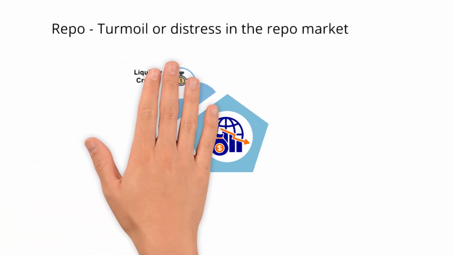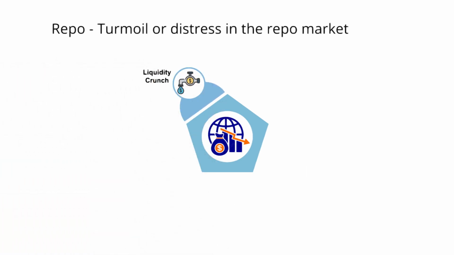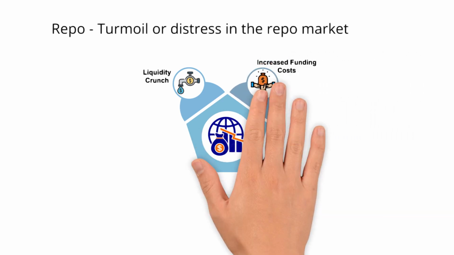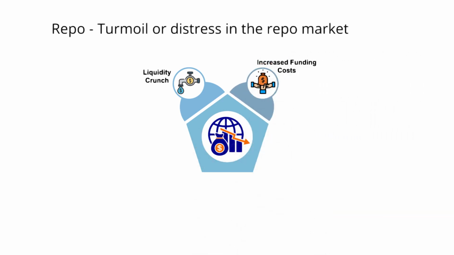Liquidity crunch. The repo market plays a crucial role in providing short-term funding and liquidity to financial institutions. If there is distress, it can lead to a liquidity crunch where participants struggle to obtain the necessary funds to meet their immediate obligations. This can create systemic risks and disrupt normal functioning of financial markets. Increased funding costs. During times of distress, the interest rates or repo rates in the market may rise sharply. This occurs when lenders become more reluctant to provide funds due to perceived risks. Higher funding costs can put financial institutions under strain, affecting their profitability and ability to carry out regular operations.